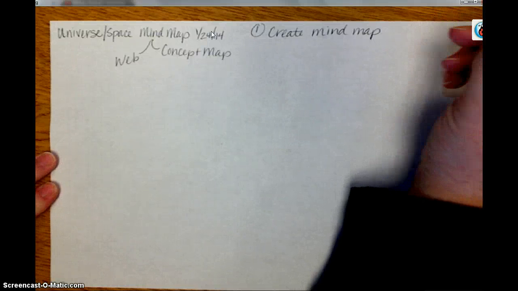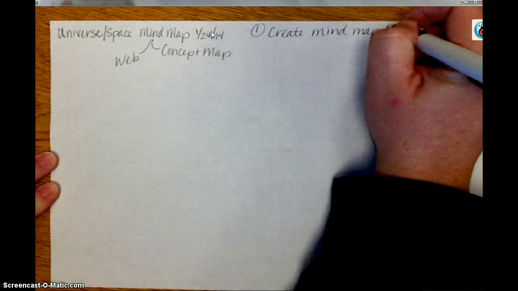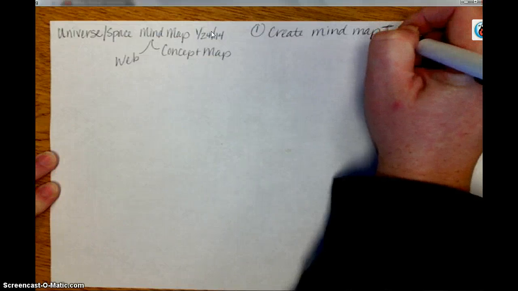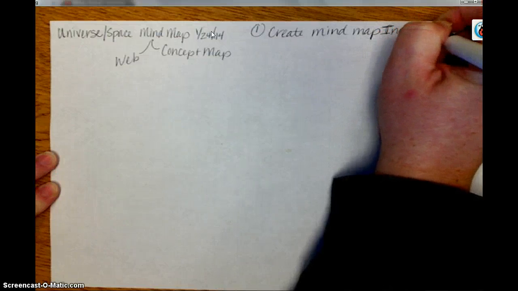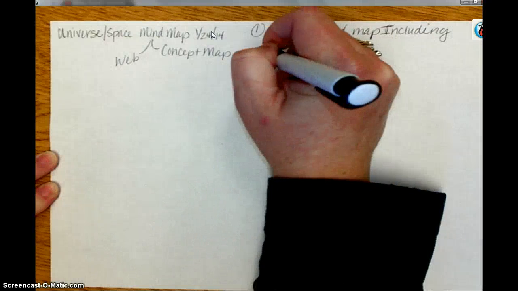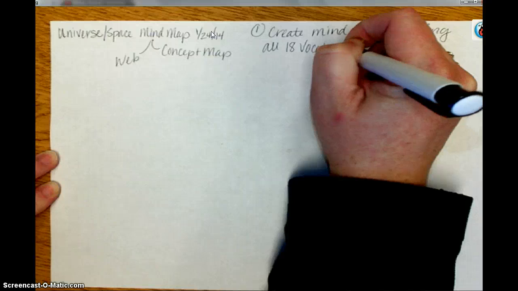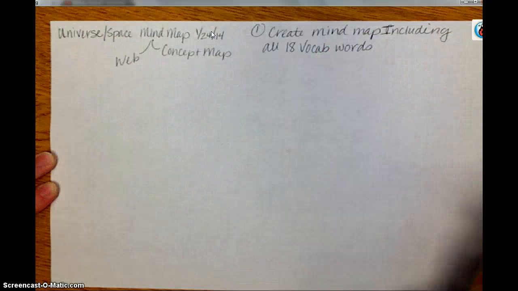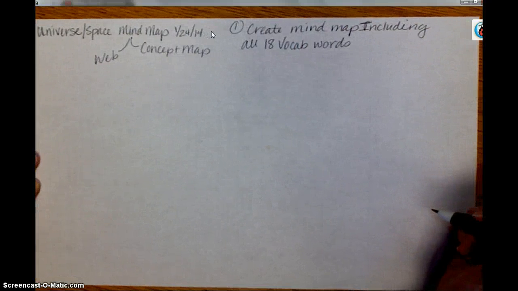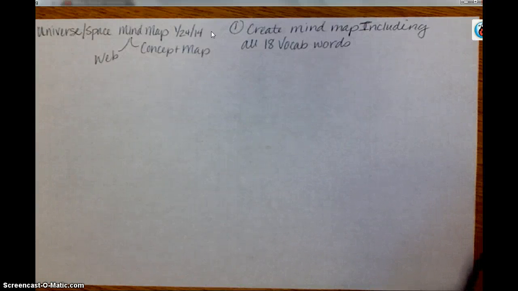You are going to create your mind map, including all 18 vocab words. Okay? So every single vocabulary word is going to be included in our list. Okay? So what you want to do is you want to start with your topic.